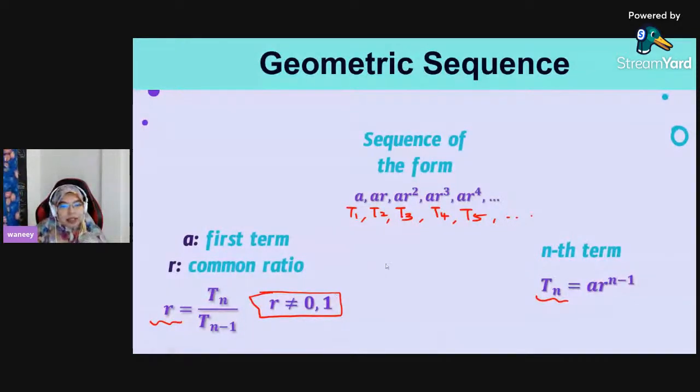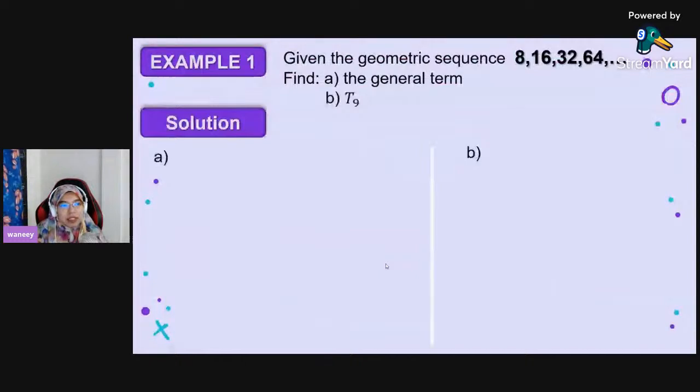Okay, next, let us go to some of the examples. Given the geometric sequence 8, 16, 32, 64, and so on. Firstly, we need to find the general term. If you read this question, the general term stands for Tn. General means we are looking for the n, so we want to get what is the nth term.